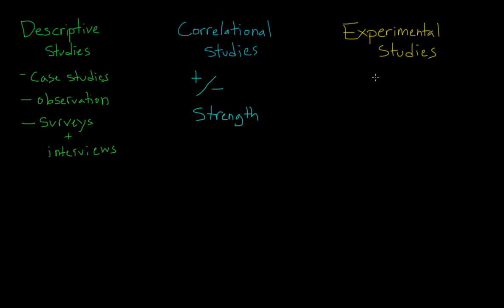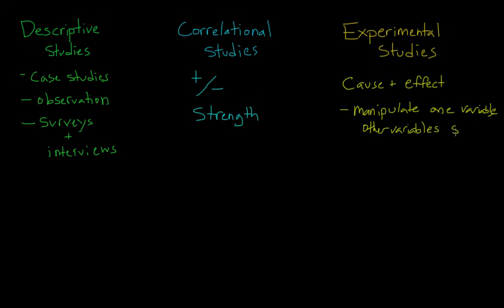If we actually want to look at cause and effect, we have to do experimental studies. And we can do this by manipulating one variable while holding all of the others constant. And this way, any differences that we see, we can attribute to our manipulation. And we know this because nothing else has changed in this study. So let's look at an example to see how each of these types of studies can be used.